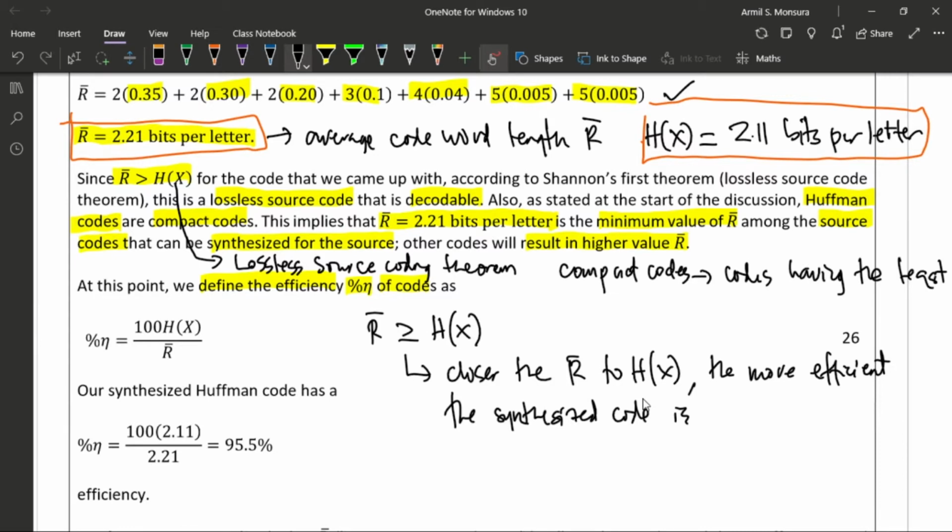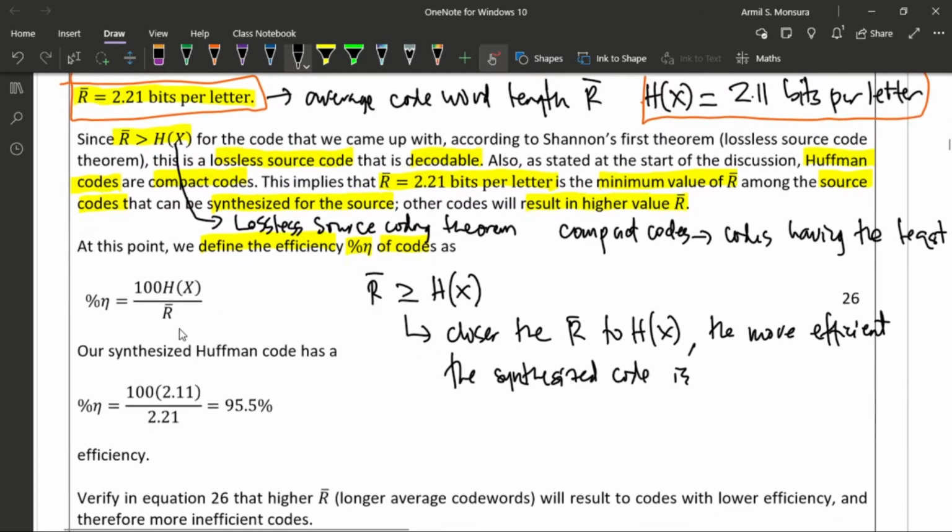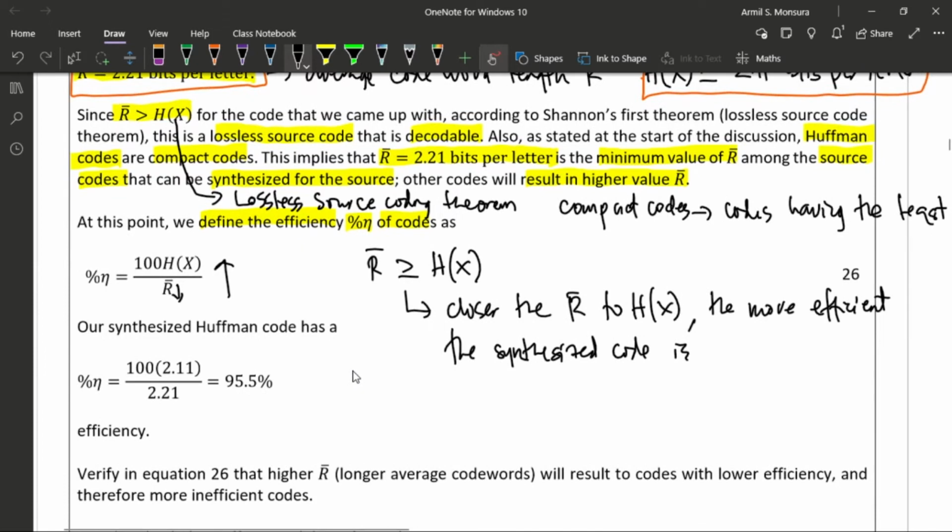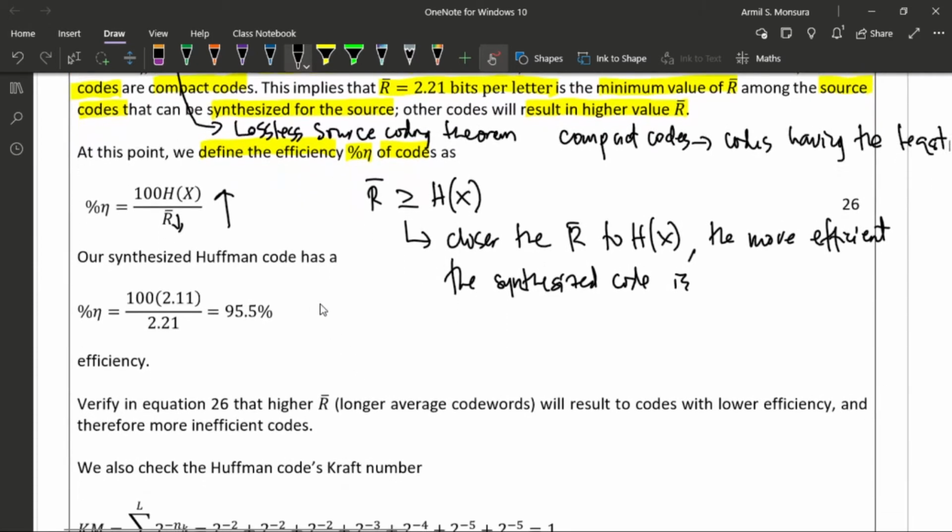Which is obvious naman dahil if we measure our efficiency in terms of transmitting codes, it is more efficient to transmit shorter codes than longer codes. So therefore, lower R bar results to more efficient codes. Obvious naman din to sa formula na to, because if we have your R bar to be lower, then this increases the efficiency. Now, if you actually compute the efficiency of the Huffman code that we have generated earlier, it is 95.5% efficient.